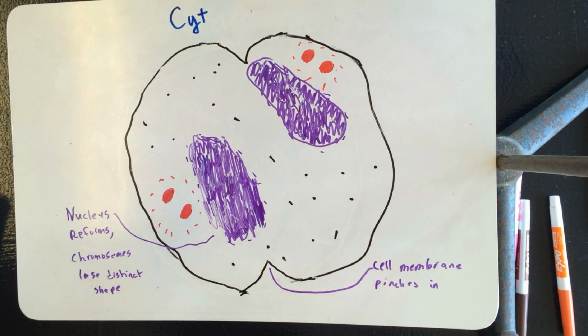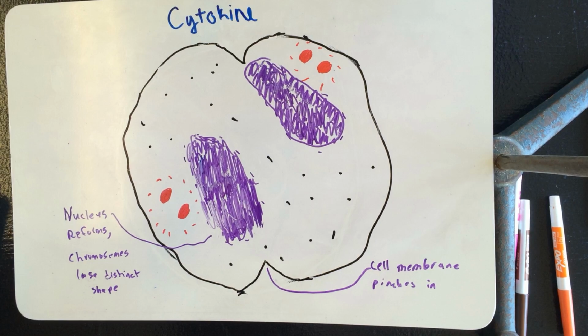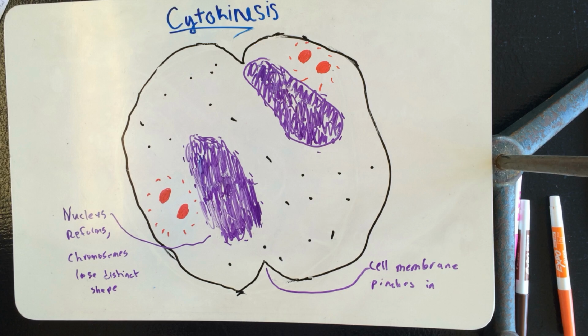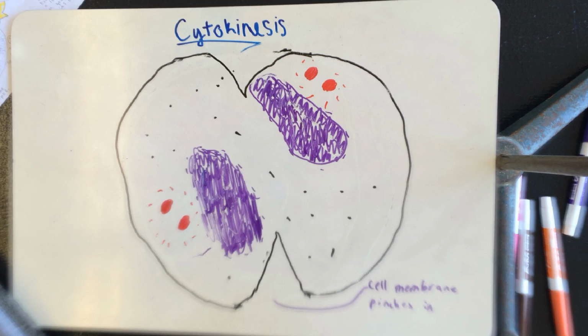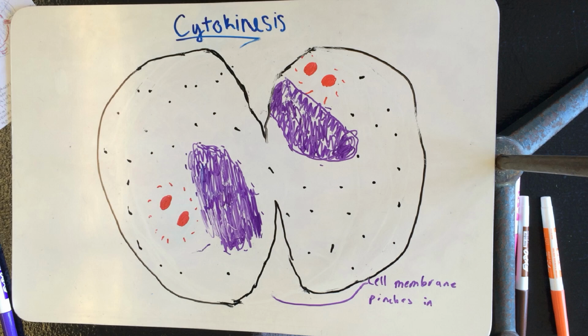In cytokinesis, the cell membrane pinches in a little bit more, and the cells slowly begin to separate. Then we end up with two daughter cells that have the same amount of chromosomes as the original parent cell.